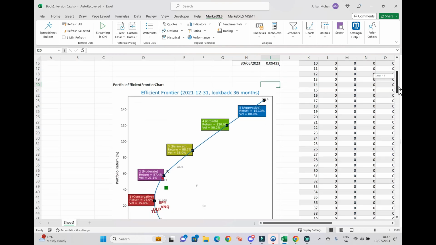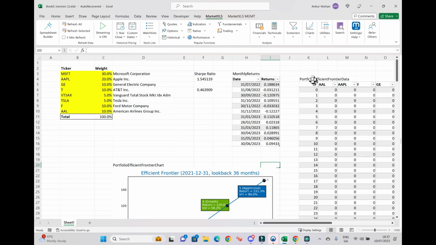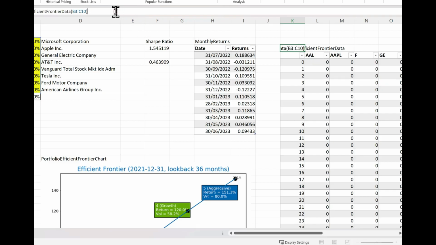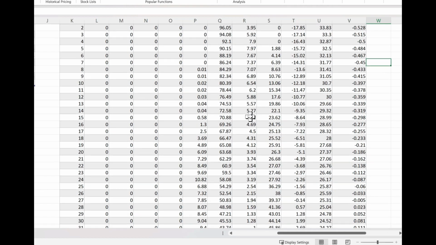The equals portfolio efficient frontier data, portfolio range, function complements the chart by providing the actual data behind it. This function calculates and returns the risk and return metrics for various combinations of your portfolio's asset allocations, helping you make informed decisions about optimal asset distribution.